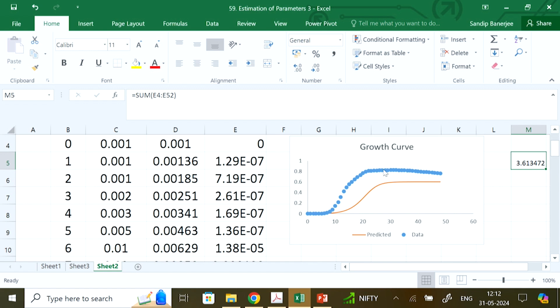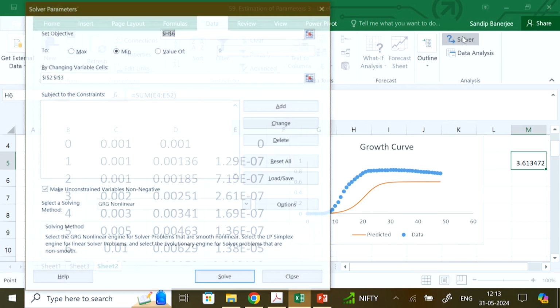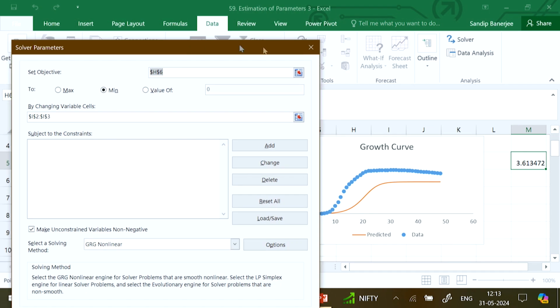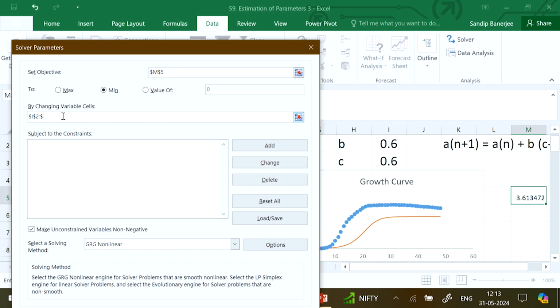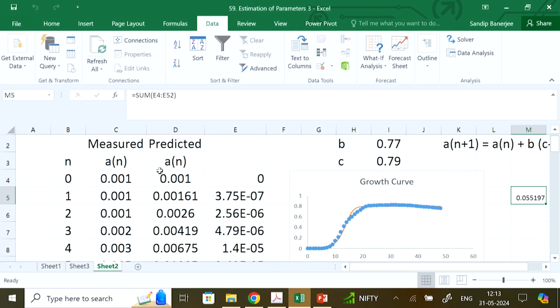So now this is the data, this is the predicted value. I have to estimate. So I will use Solver: I go to Data, then click Solver, and I have to minimize the sum of the square of the residuals. So here this is the value, the sum of the square of the residuals. I have to minimize the value by changing the variables B and C, the rest remains the same. I click solve, okay. So you can see it's a pretty good match.